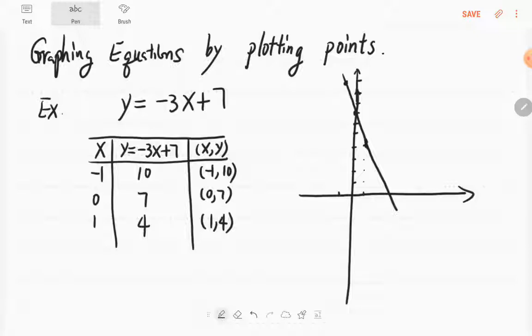But this is not convenient, right? You need to find many sample points to plot in.